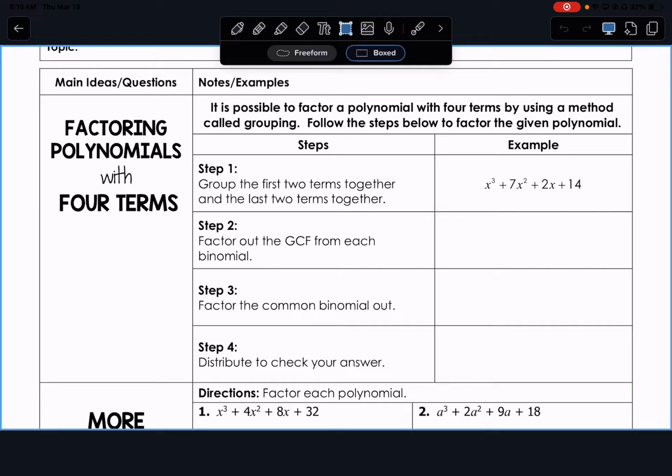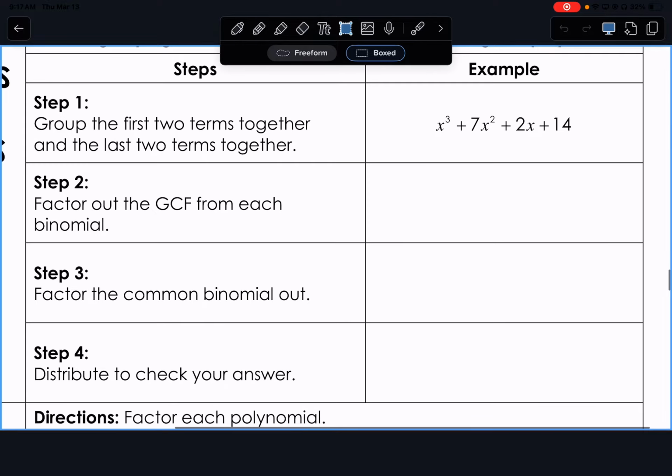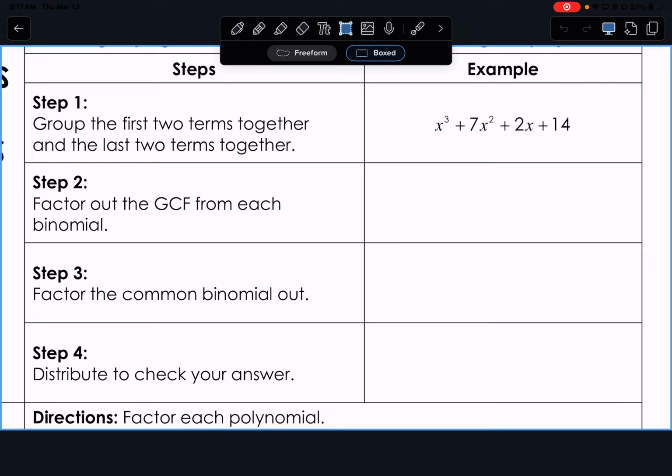The reason we skip over trinomials for a little bit is because we use strategies from both binomials and polynomials with 4 terms in order to factor trinomials. So we're going to come back to trinomials. And we're going to start with looking at these steps right here. So the way we go about factoring polynomials with 4 terms is a method called grouping.